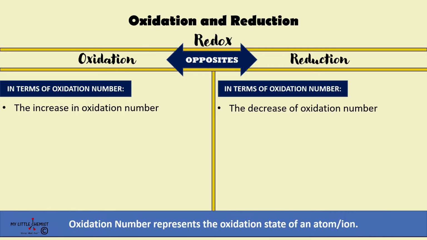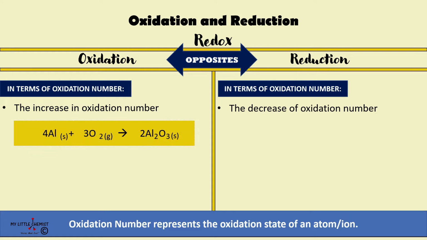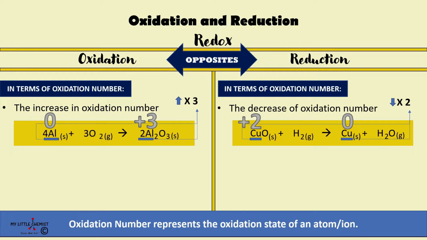The last definition of oxidation and reduction involves oxidation numbers. Oxidation numbers represent the oxidation state of an atom or ion which is affected by electron loss or gain. Oxidation is the increase in oxidation number, whereas reduction is the decrease in oxidation number. Looking at our examples once more, aluminium's oxidation number increased from 0 to +3 in aluminium oxide as it was oxidized. The oxidation number of copper in copper oxide, however, decreased from +2 to 0 as it was reduced to copper.